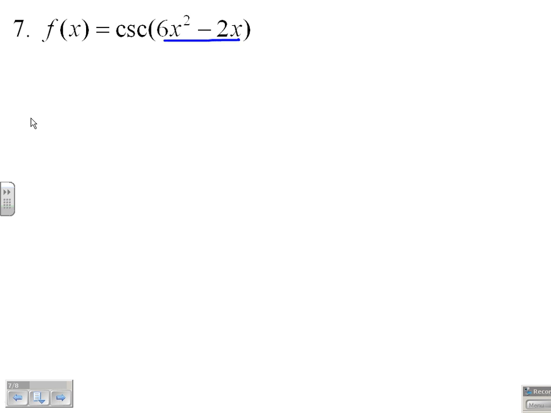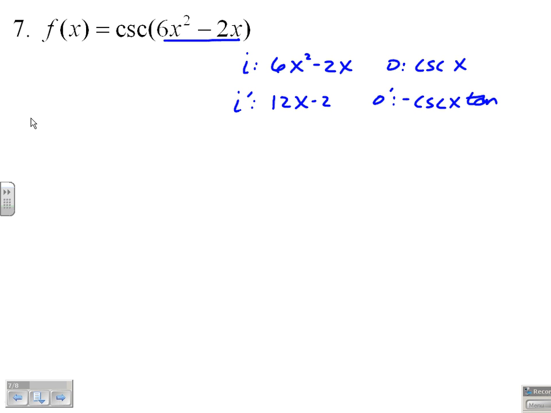Again, if you're really good at chain rule, you may not have to do this, but I'm going to go ahead and decompose this into my inside function, 6x squared minus 2x, my outside function, cosecant x. Therefore, my inside derivative, simple, 12x minus 2. My outside derivative, one of those things we need to know, negative cosecant x cotangent x.